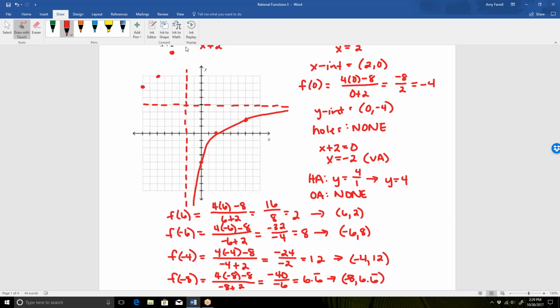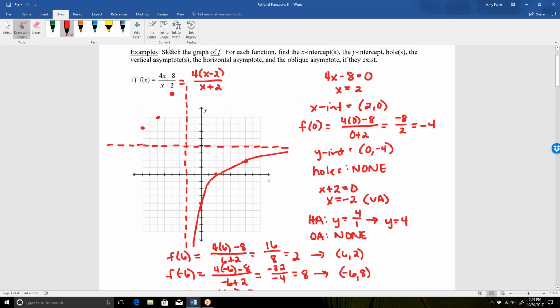It's a little hard to see because our graph isn't all that big. Maybe I'll extend my asymptotes. Okay, so we've got a curve. Let's get up here again. Got a curve here. It's going to look something like this.